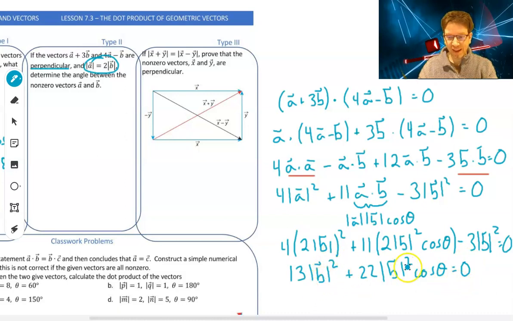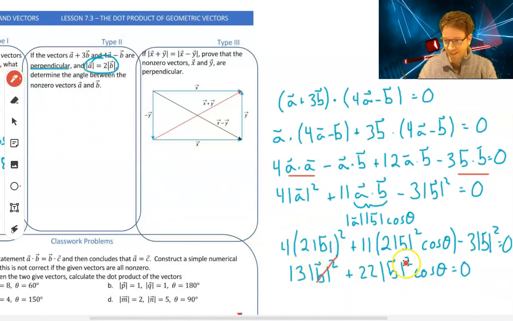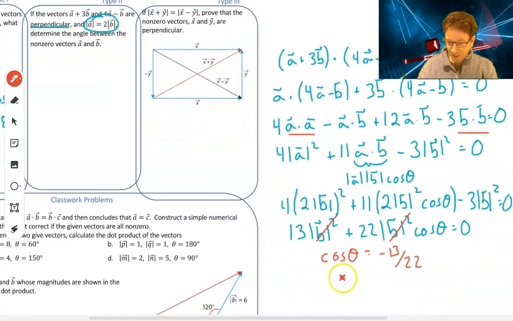Now because we know the magnitude of b, here it says they're non-zero vectors, so I know it's non-zero. So I'm safe to divide every term by b squared, and so b squared I can cancel out. So now I can solve for theta. Cos theta equals, bring 13 to the other side, so I get minus 13 over 22. And so theta then equals 126 degrees.